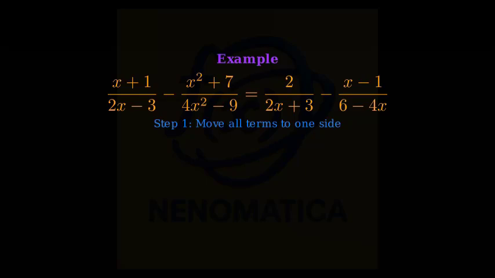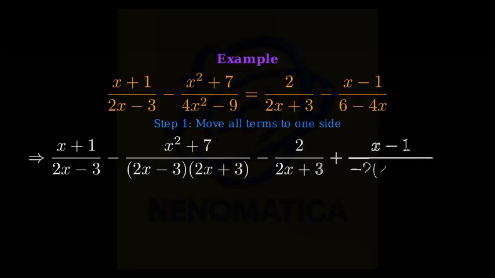The first step is to rearrange all terms to one side of the equation to make it equal to 0. So we'll move all terms to the left side of the equation. We get (x plus 1) over (2x minus 3) minus (x squared plus 7) over (4x squared minus 9) minus 2 over (2x plus 3) plus (x minus 1) over (6 minus 4x) equals 0.